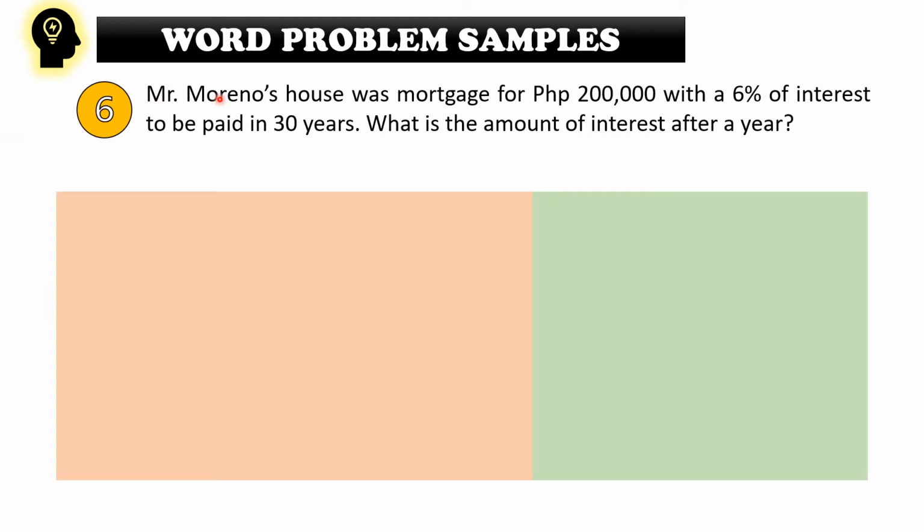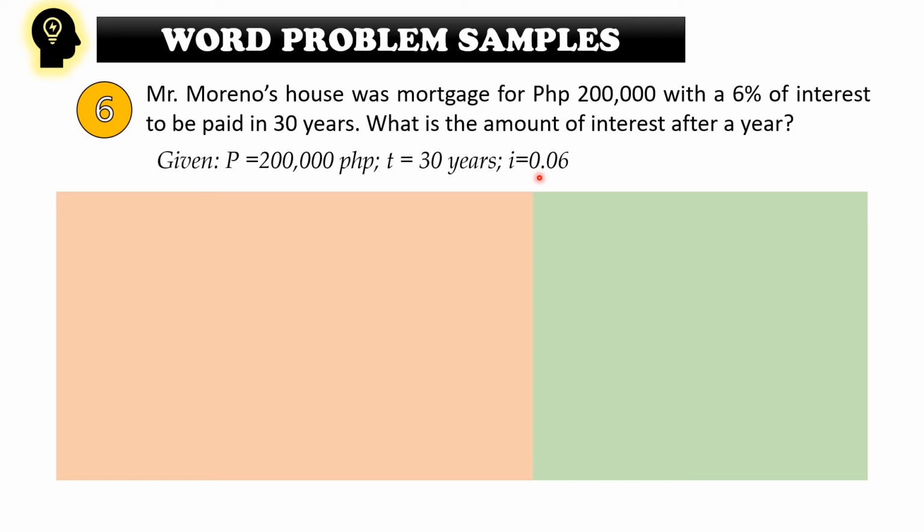Let's proceed to word problem number 6. Mr. Moreno's house was mortgaged for 200,000 pesos with 6% interest to be paid in 30 years. So this is now the term of loan. The question is, what is the amount of interest after a year? The given we have is principal amount 200,000 pesos, the term of loan is 30 years, and the annual interest is 0.06.